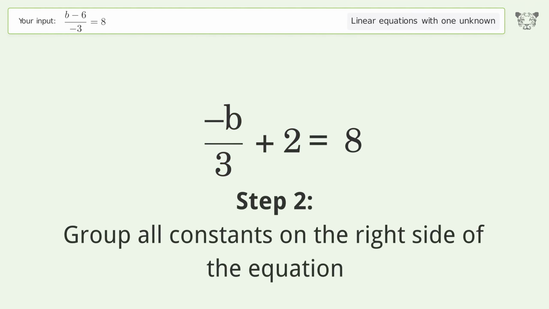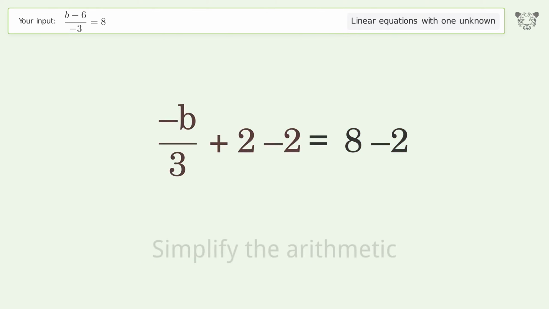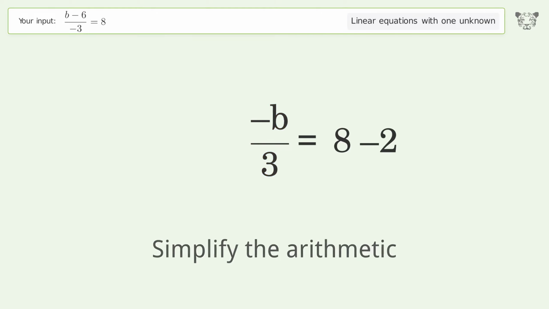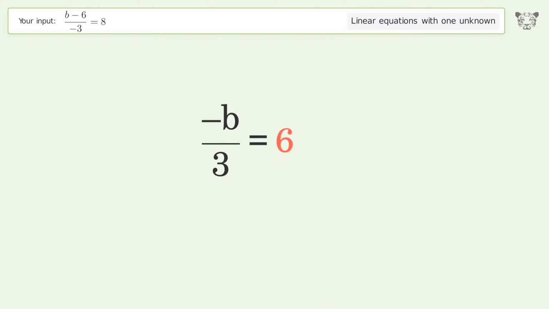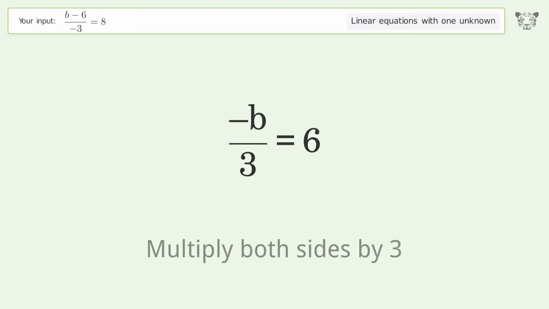Group all constants on the right side of the equation. Subtract 2 from both sides. Simplify the arithmetic. Isolate the b. Multiply both sides by 3.